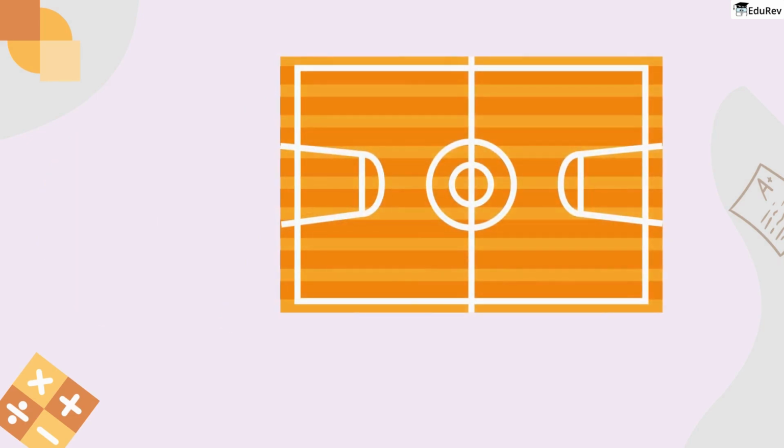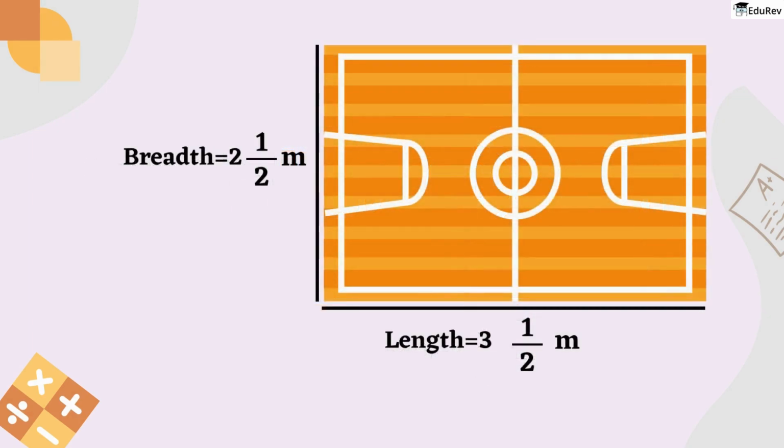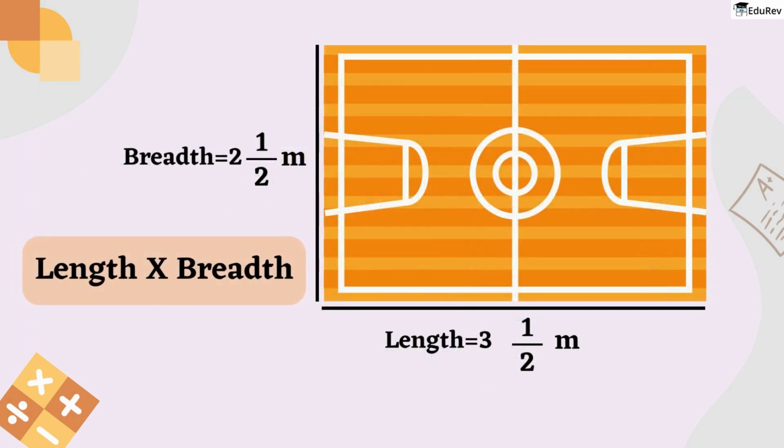Now let's say you have to calculate the area of a basketball court. The length of the court is 3.5 meters and the breadth is 2.5 meters. The area of a rectangle is length into breadth. But do you know how to multiply fractions?